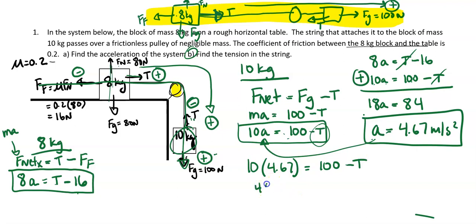Oh, I love multiplying by 10. It's so much easier. 100 minus t. And then we do some good old math. Take away 100 from both sides. The negatives cancel out. And I get, well, 53.3 newtons.